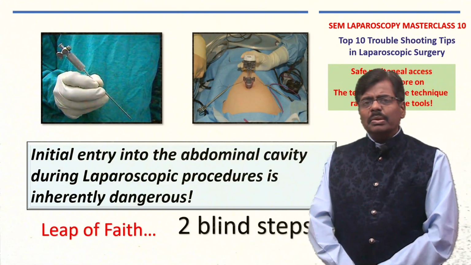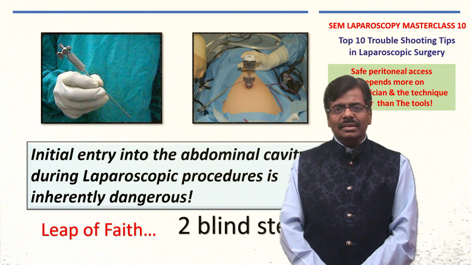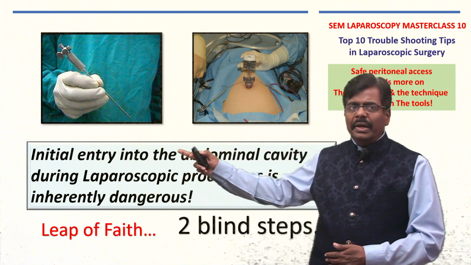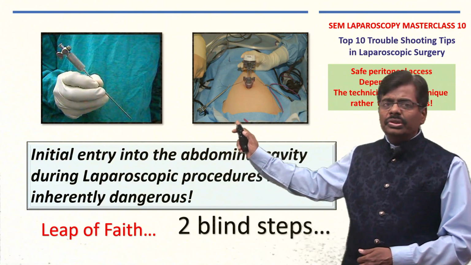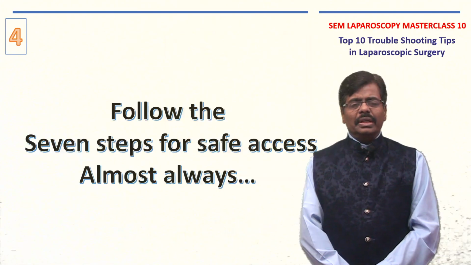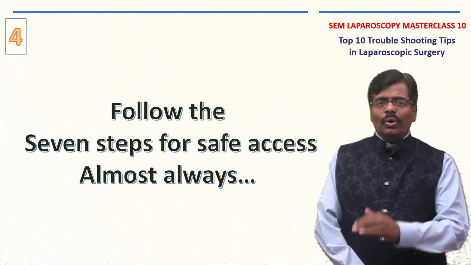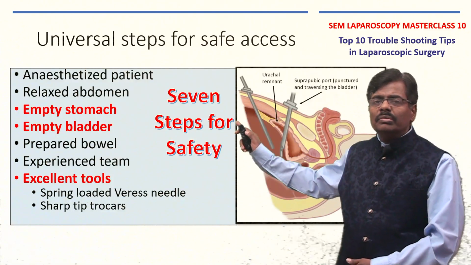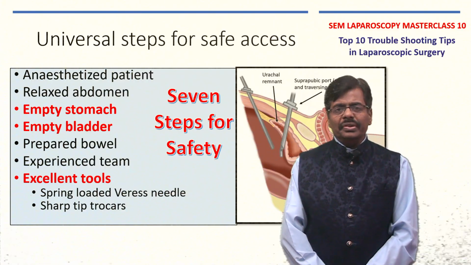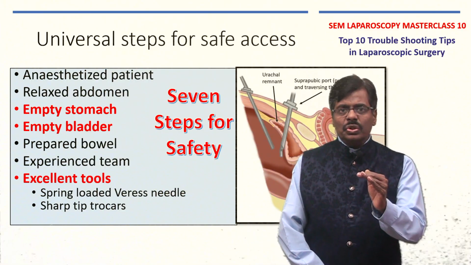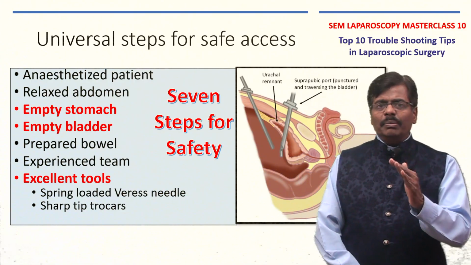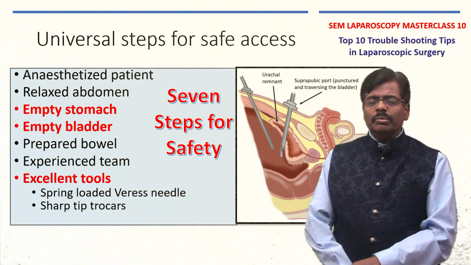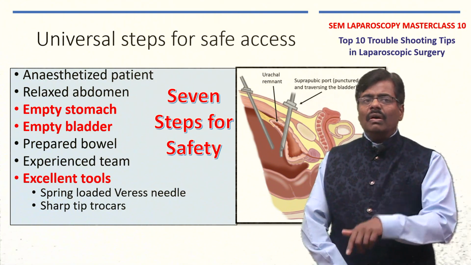The next important tip is regarding peritoneal access. We all know the optical trocar is the first port, initially by the Veress needle, followed by the port insertion, both are blind steps unfortunately. So, we need to follow all the 7 important steps for a safe access, starting from a well anesthetized, relaxed patient, and always a nasogastric tube, empty the bladder, and a well prepared bowel. You need to be experienced with excellent sharp tools, because sharp trocars make all the difference.